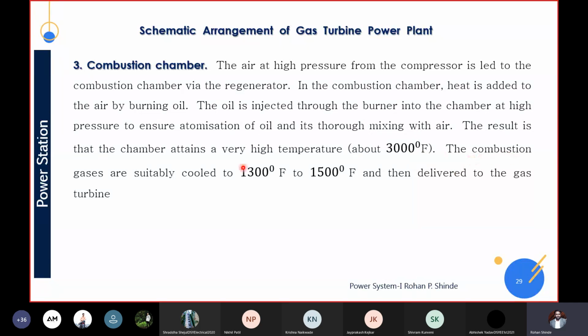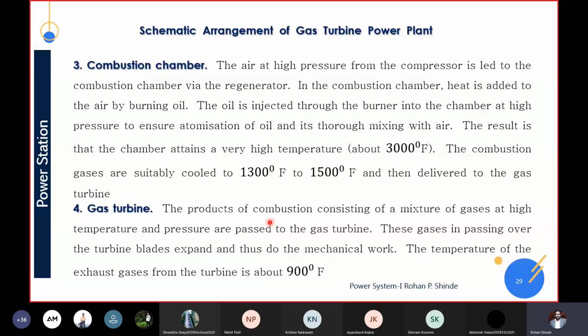Now the combustion gases are suitably cooled to 1300 degrees Fahrenheit to 1500 degrees Fahrenheit, and then they are delivered to the gas turbine. Now see here, in this combustion chamber, the high pressure air will be heated to this temperature, and it will finally be moved towards the gas turbine.